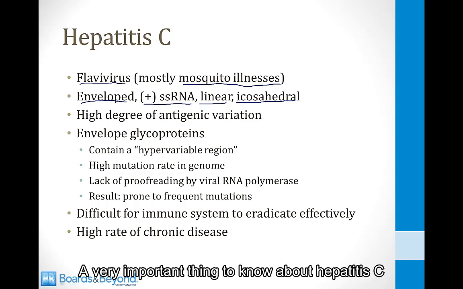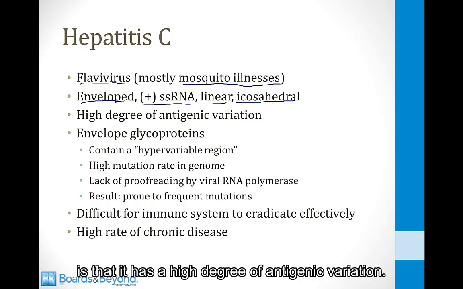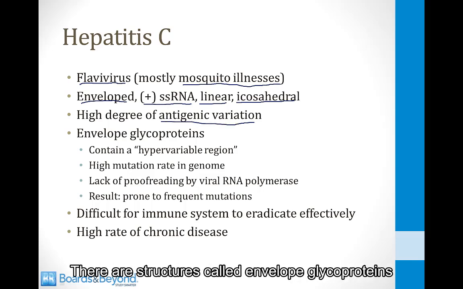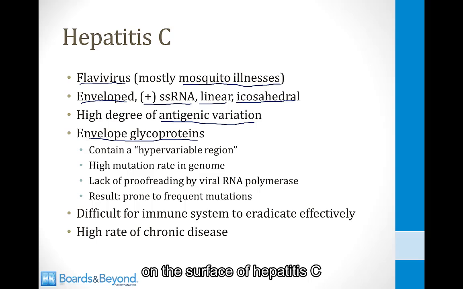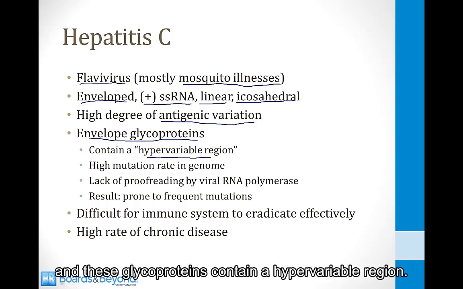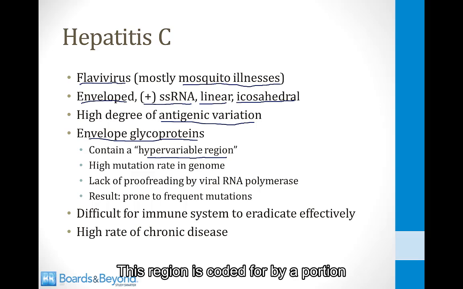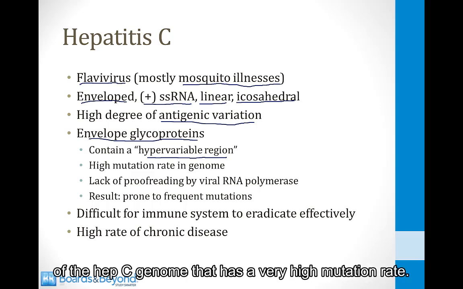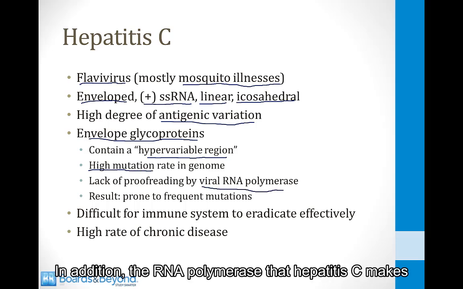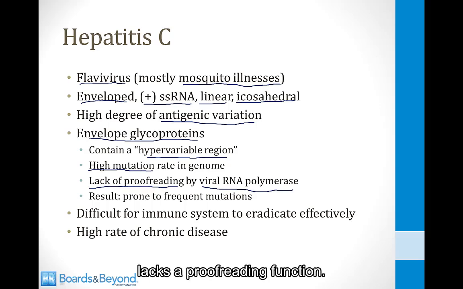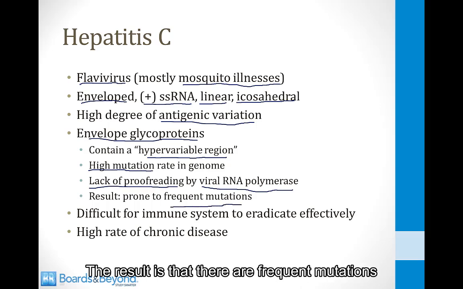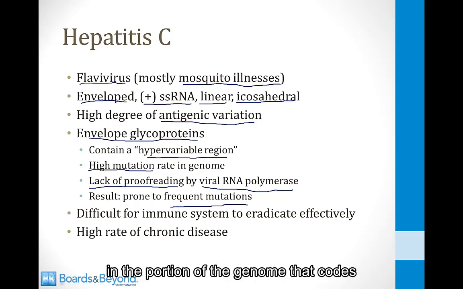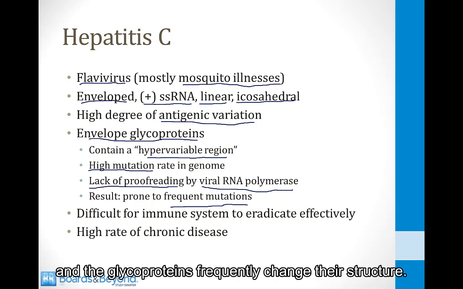A very important thing to know about hepatitis C is that it has a high degree of antigenic variation. There are structures called enveloped glycoproteins on the surface of hepatitis C, and these glycoproteins contain a hypervariable region. This region is coded for by a portion of the Hep C genome that has a very high mutation rate. In addition, the RNA polymerase that hepatitis C makes lacks a proofreading function. The result is that there are frequent mutations in the portion of the genome that codes for these envelope glycoproteins, and the glycoproteins frequently change their structure.